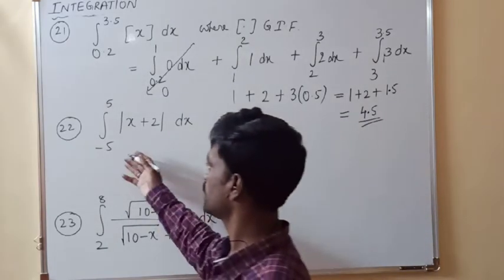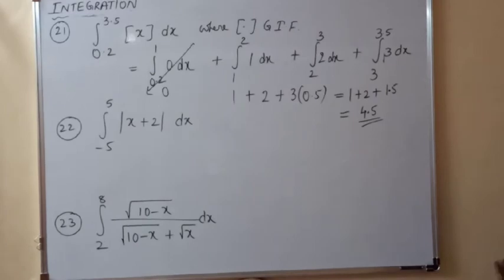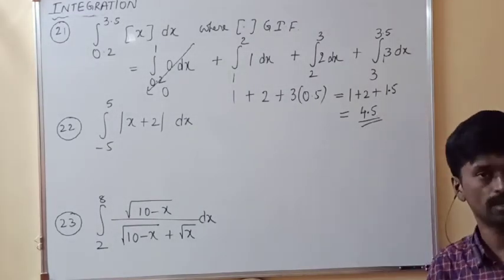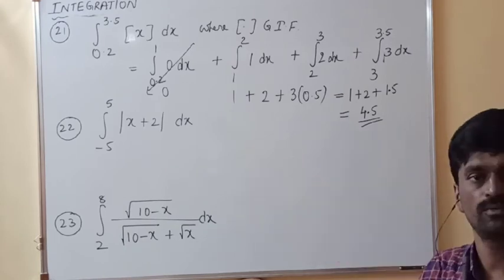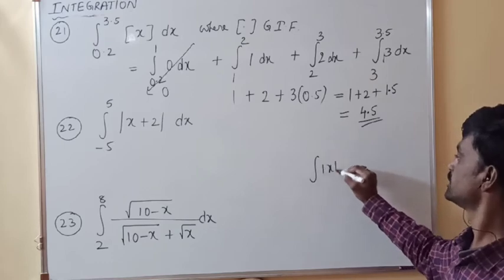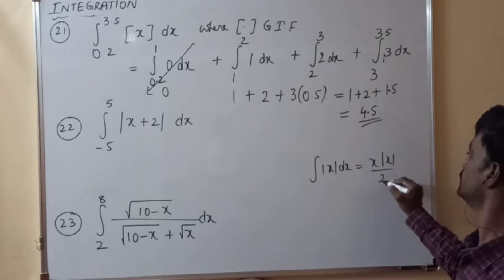Next, here also integral minus 5 to 5 of mod x plus 2 dx. Mod x is an even function. Mod x plus 2 is not an even function. So don't go through the third case also here, because we have a direct formula only. Okay. So integral mod x into dx, the formula is what? X into mod x by 2 plus c.